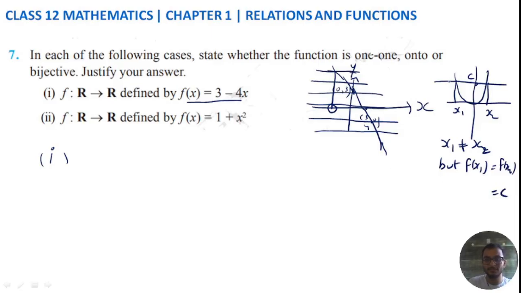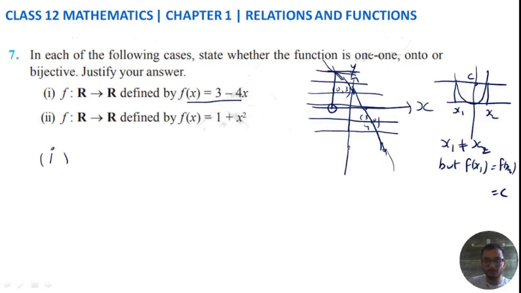In short, what I am trying to say is, you should plot a horizontal line and see whether it intersects only once or not. And onto is easy, like whatever point you take from the y-axis, if you are plotting a horizontal line corresponding to that point, that should intersect the function at least once. Suppose I am taking this point, and okay, sorry, suppose I am taking this point, this line is going to infinity.